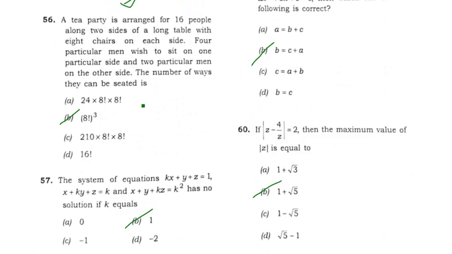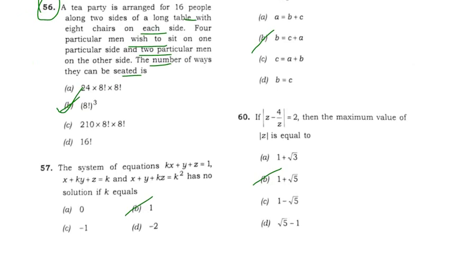A tea party is arranged for 16 people along two sides of a long table with 8 chairs on each side. 4 particular men wish to sit on one particular side and 2 particular men on the other side. The number of ways they can be seated is factorial 8 to power 3. So these kinds of questions are very important. You have to solve this kind of question regularly.